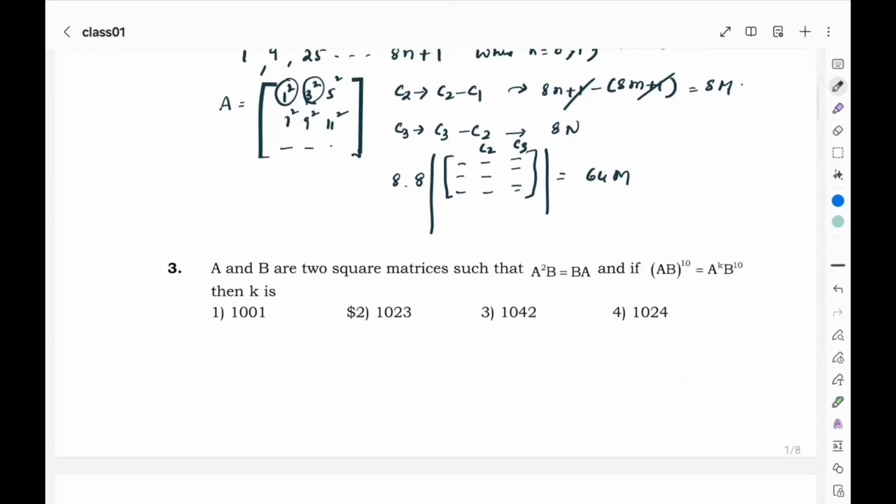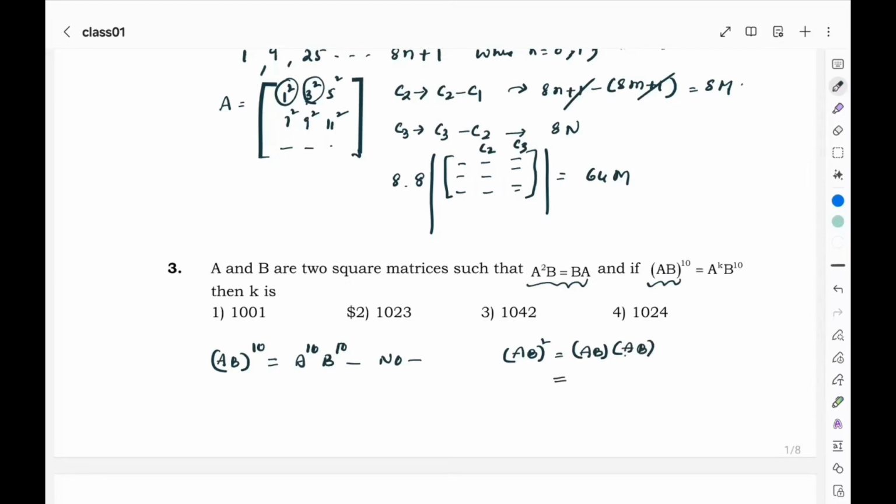Now, these are all based on properties. He gave one condition here, AB whole power 10. If you consider this AB power 10, generally can we write it as A power 10, B power 10? The answer is no. Why like that? Suppose AB whole square is there. The basic definition is only AB into AB.